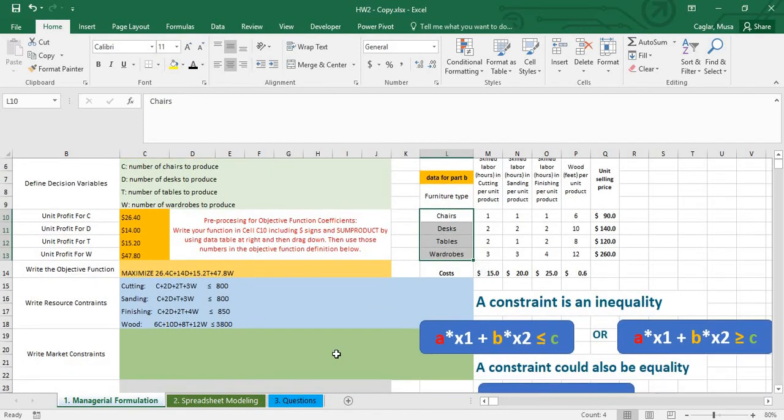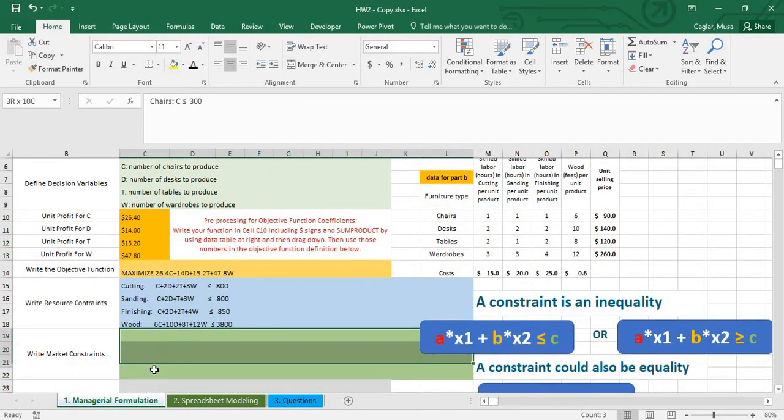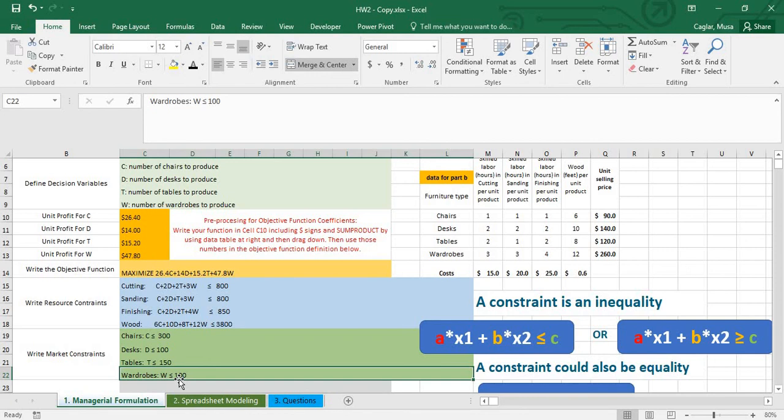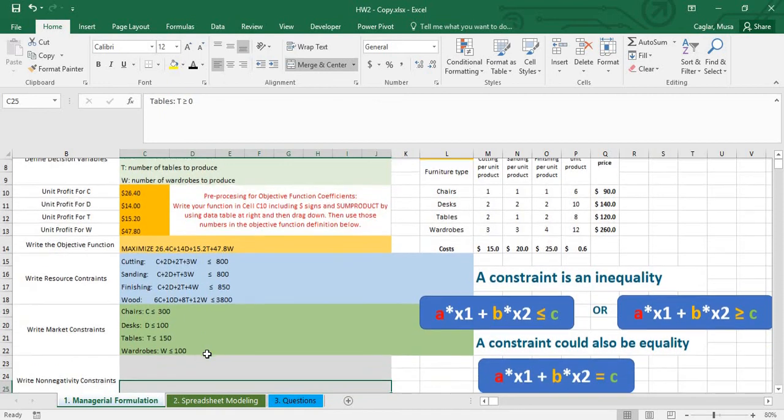What about market constraints? In the question, it is given that we have some direct upper bounds on the number of units that need to be produced. So I cannot produce more than 300 chairs, 100 desks, 150 tables, and 100 wardrobes. As you can see, these are market constraints. So I'm writing my decision variable C less than or equal to 300. The idea is the same for all the other constraints.